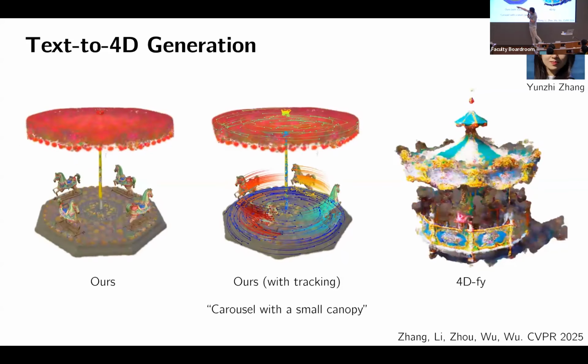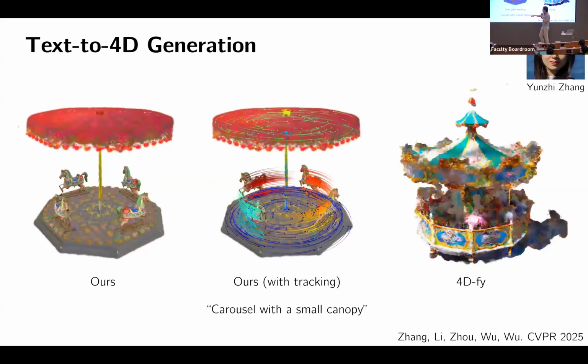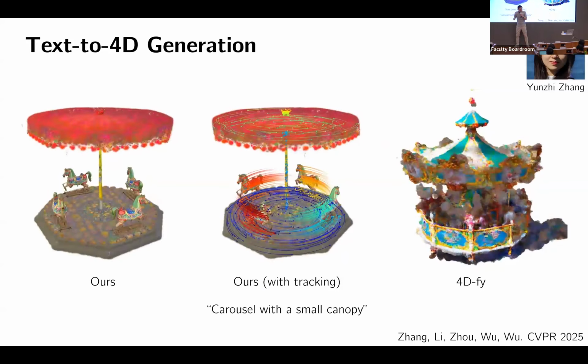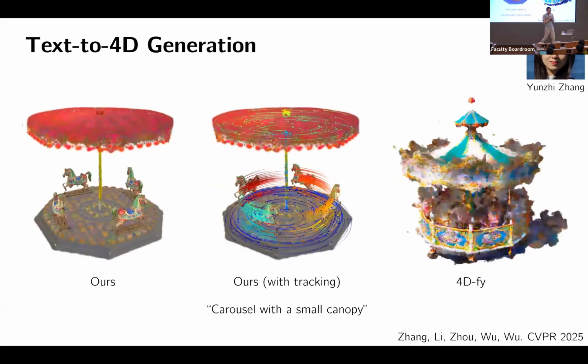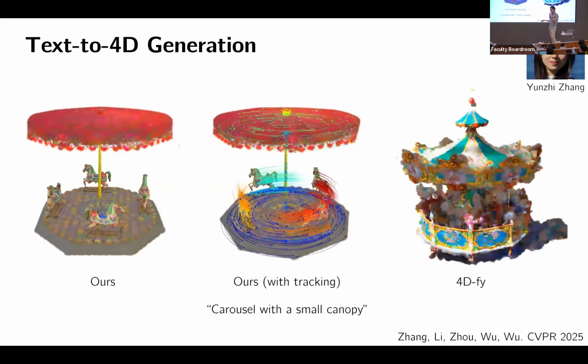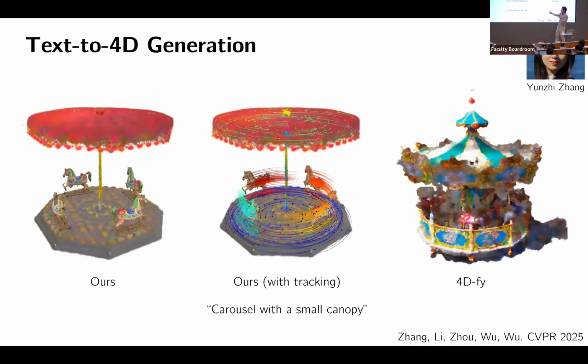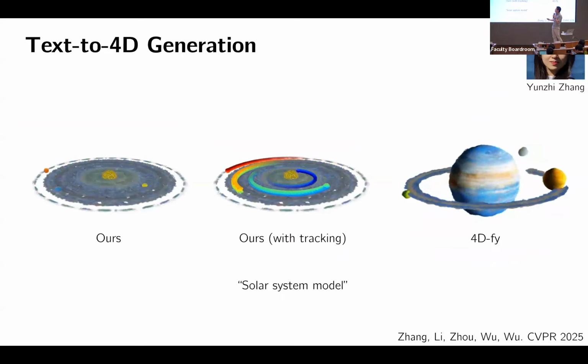So basically when I say carousel with a small canopy, right, it specifies, okay, the poses of these individual pieces should move in a specific way. So you can also write it as a programmatic representation on the extrinsics of objects, as well as when I say there's a solar system, it implies there is a sun and 8 planets, and the motions of these different planets.